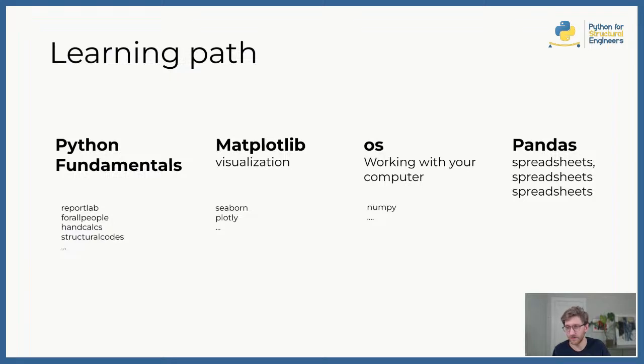Handcalcs, structural codes. These are like structural engineering libraries that are really quite neat and very fast to get into as well. Seaborn and Plotly are other visualization libraries that are really nice. Plotly is for interactive plots. And then if you want to work with more heavy algebra, like matrix calculations, you want to look into NumPy.